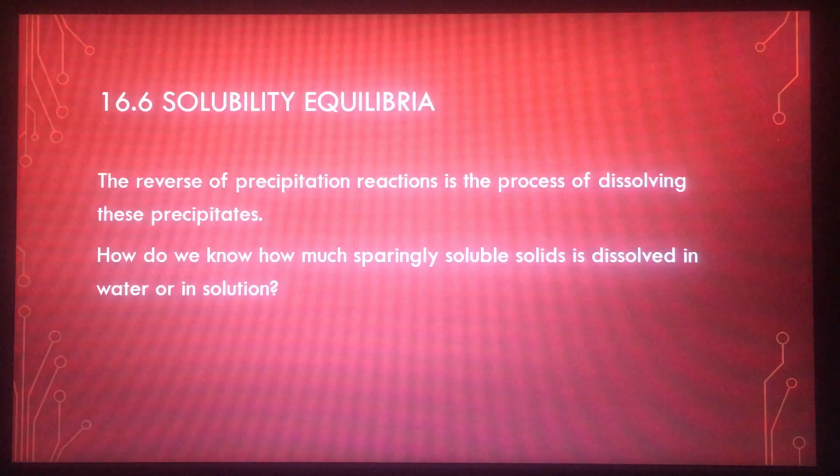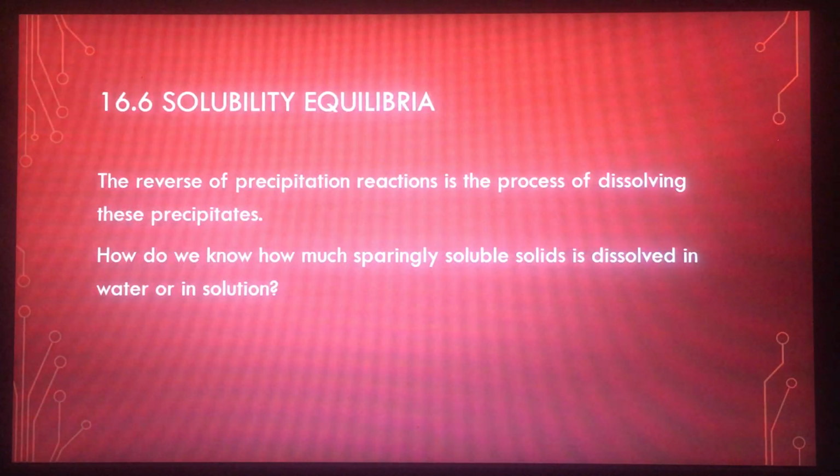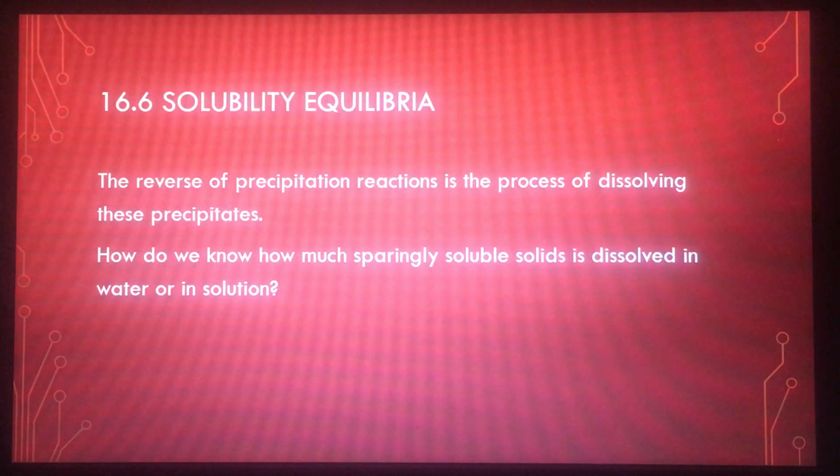Okay. So if we have the precipitation reaction, if we reverse that reaction, it means that we are going to dissolve these precipitates or these solids. So there may be an equilibrium reaction involved in performing a precipitation reaction, since the backward reaction, the dissolution of these solids, can also happen. So how do we know how much of these sparingly soluble solids is dissolved in water or in a solution? So we have this solubility equilibria.